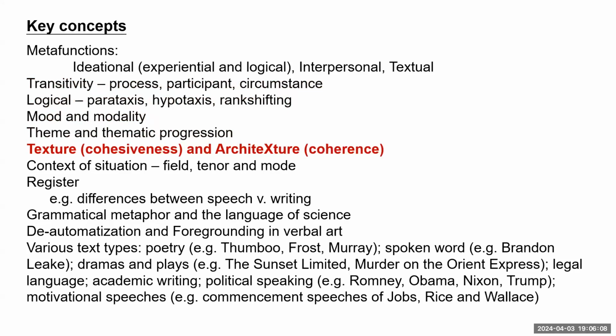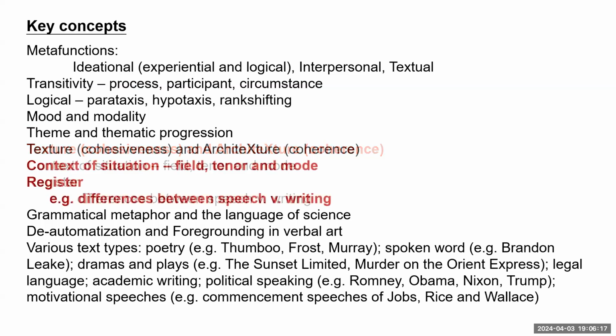Texture, cohesiveness. What is cohesion? Architecture. What is the difference between cohesion and coherence? Context of situation: field, tenor, mode. How those parameters give us an idea as to why we use language the way we do in that context of situation. What do we call that variety that is distinguished by its use in a situation? The register, of course.